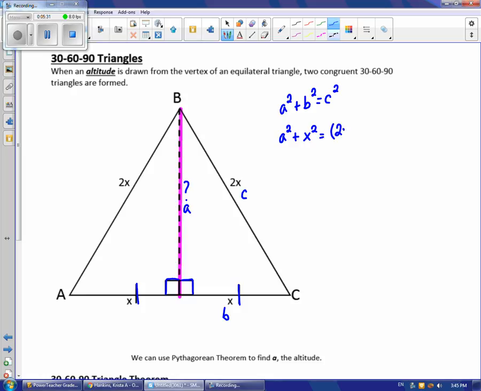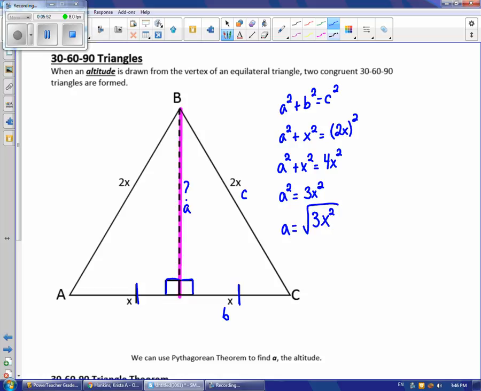equals 2x squared. Okay, so I get a squared plus x squared equals 4x squared. Okay, a squared is going to equal 3x squared. I subtract x squared from both sides. And then I need to take the square root on both sides.